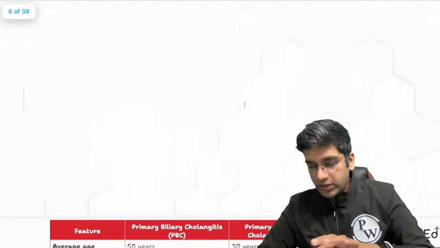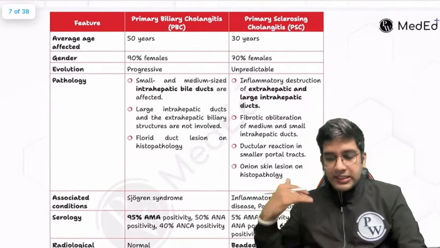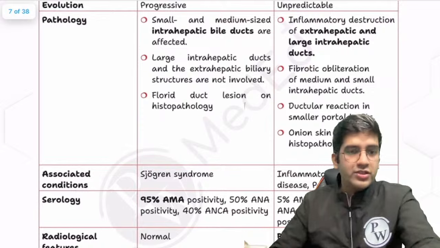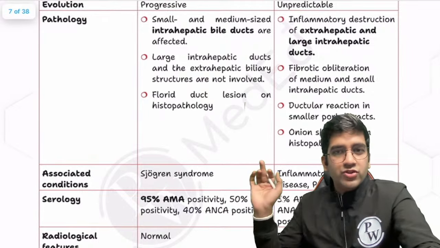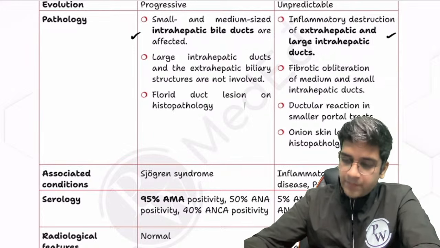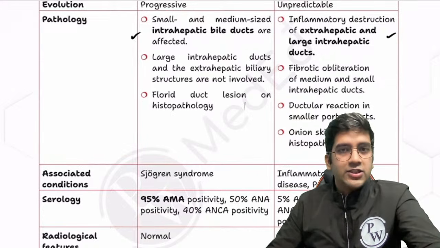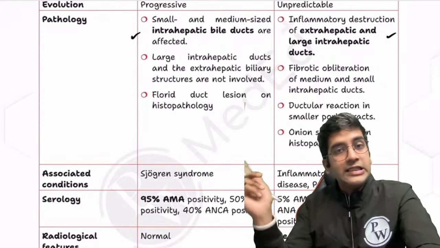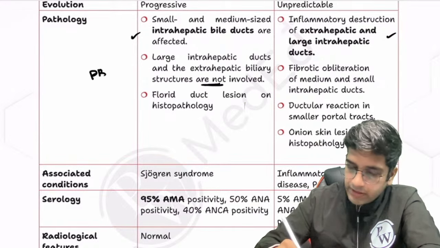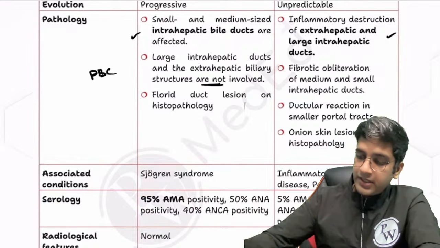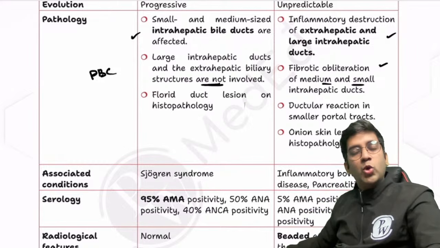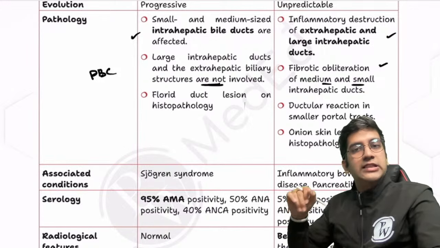That's what happens in the beaded appearance on ERCP, which is diagnostic of primary sclerosing cholangitis, right? Now let's go and see what the Farre book has. There's a table from Farre, fine. The age group and everything. Now let's go to the pathogenesis. What we read in pathology was, it was small to medium size. That's what we read for primary biliary cholangitis. And here, I have extrahepatic larger ducts because primary sclerosing cholangitis comes from the intestine, comes from the outside, right? The larger ducts are generally not involved in case of PBC. In PSC, it's going to be fibrotic, and sometimes medium and small intrahepatic ducts can also be fibrosed once the larger ducts are done with.